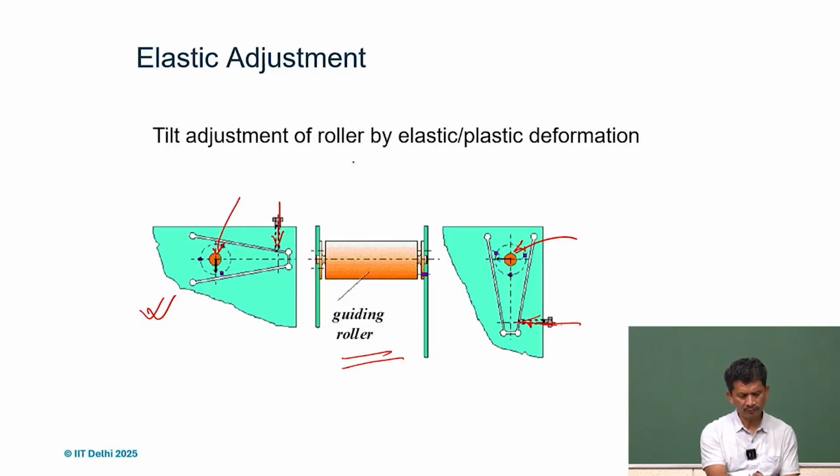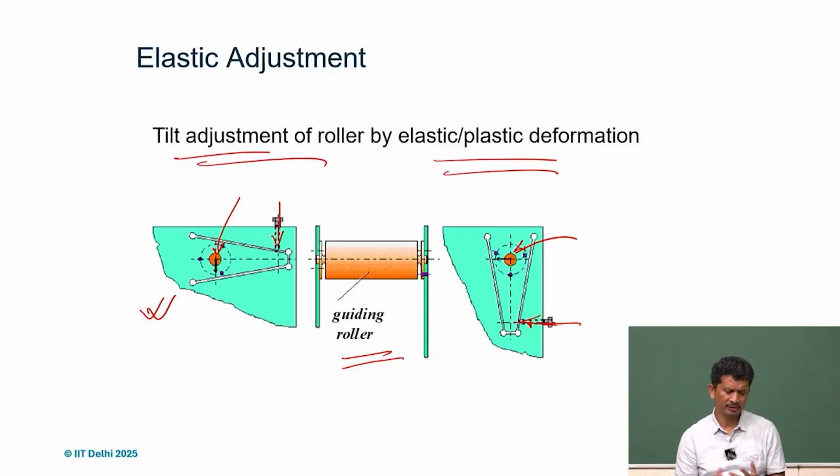So this is tilt adjustment of a roller using elastic and plastic deformation. Many times it can be one time only, so it can be plastic deformation. You can just adjust it and lock it, but it can be elastic also, so it can always come back as well. So that's a very good example again.